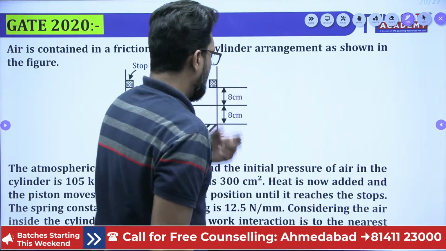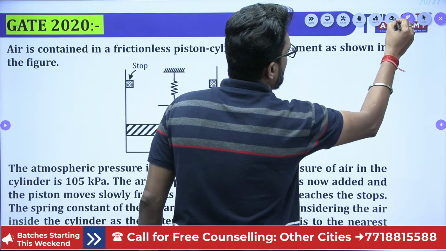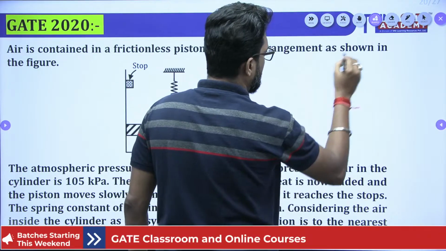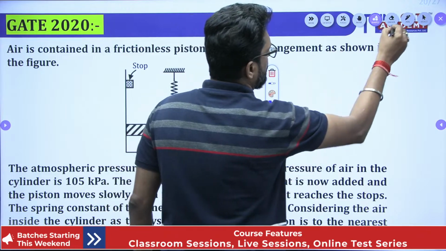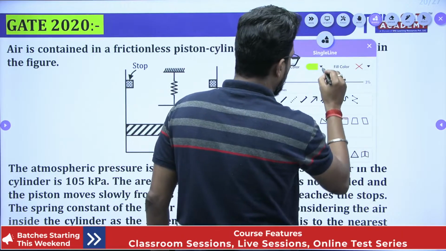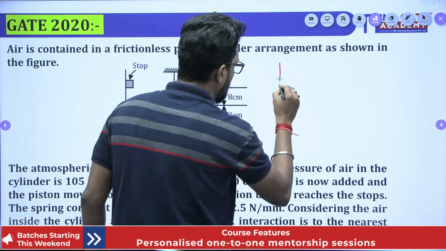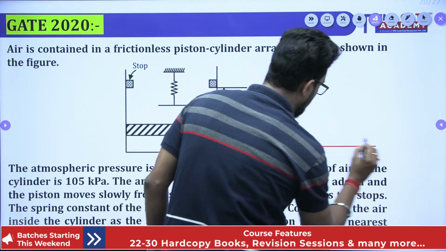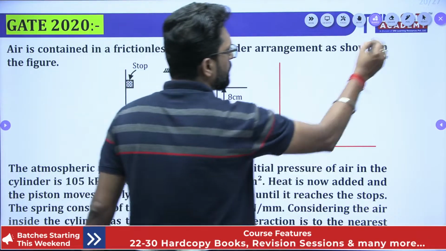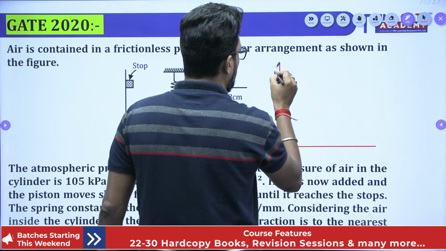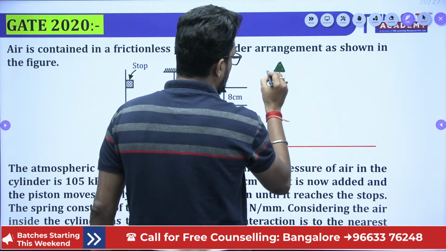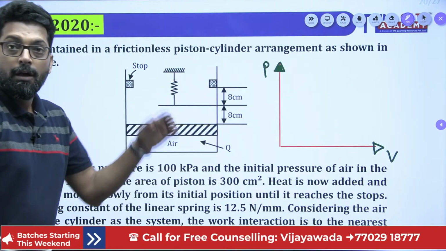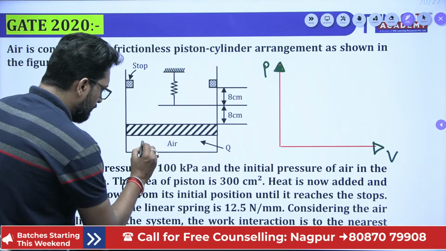Okay, see this one. If you draw the PV diagram, this is your pressure and this is your volume diagram. See this one, very important. This is your pressure axis and this is your volume axis. Okay. What is your observation? Sir, this is our system.